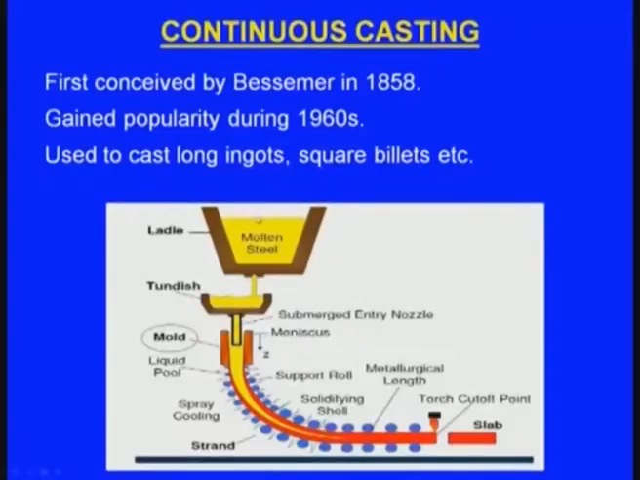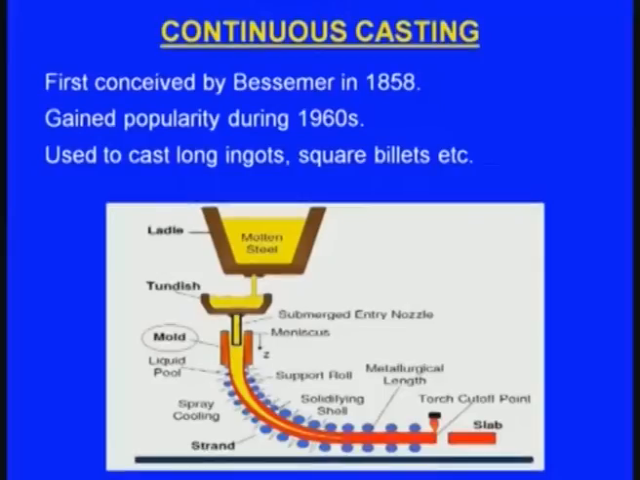Good morning friends. In this lecture, let us learn about the continuous casting process. This continuous casting process was first conceived by Bessemer in the year 1958. Later, it gained popularity during the 1960s, and it is used to cast long ingots, square billets and many more complex sectioned components.